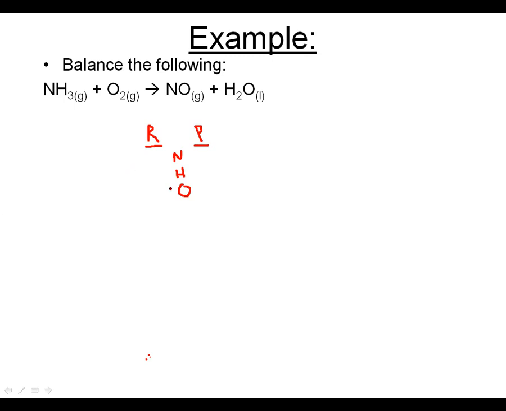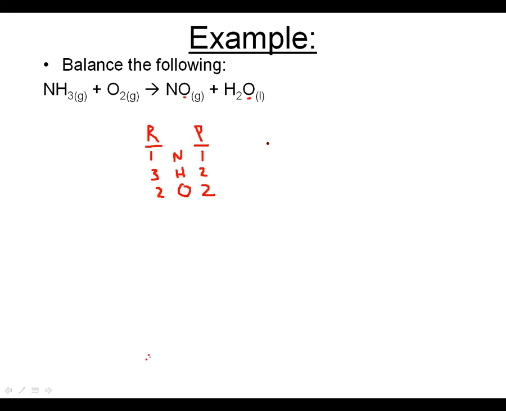All right, let's take a look and see how we're doing on this one. Left-hand side, our nitrogen is 1. Right-hand side, nitrogen is 1. Left-hand side, we have 3 hydrogens, and right-hand side, we have 2 hydrogens. Left-hand side, we have 2 oxygens, and right-hand side, we also have 2 oxygens, again, 1 here and 1 over here. So it doesn't look too bad.